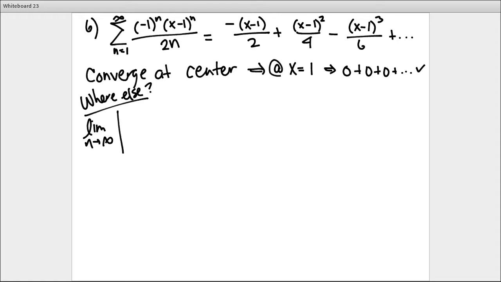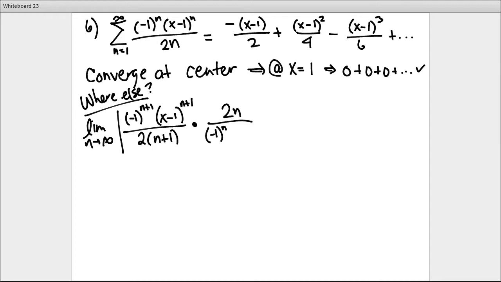So when you plug in the n plus 1th term, technically it's (-1) to the n plus 1, (x minus 1) to the n plus 1, all over 2 times (n plus 1). So I'm plugging in n plus 1 into every n. When you divide by the nth term, that's the same as multiplying by the reciprocal. So I'll multiply by the reciprocal of my nth term, which is 2n over (-1) to the nth power times (x minus 1) to the nth power. All right, we're taking absolute value, so these negative 1s just don't even matter.